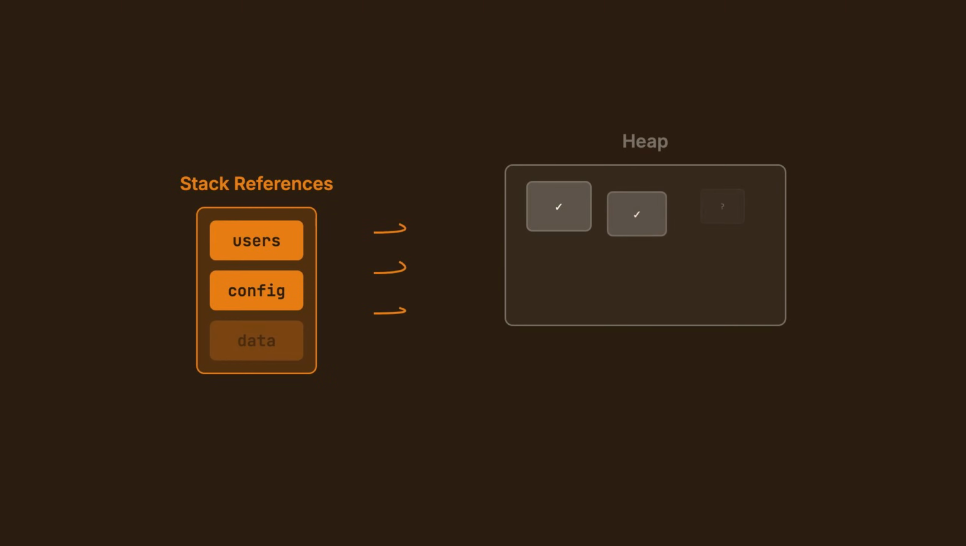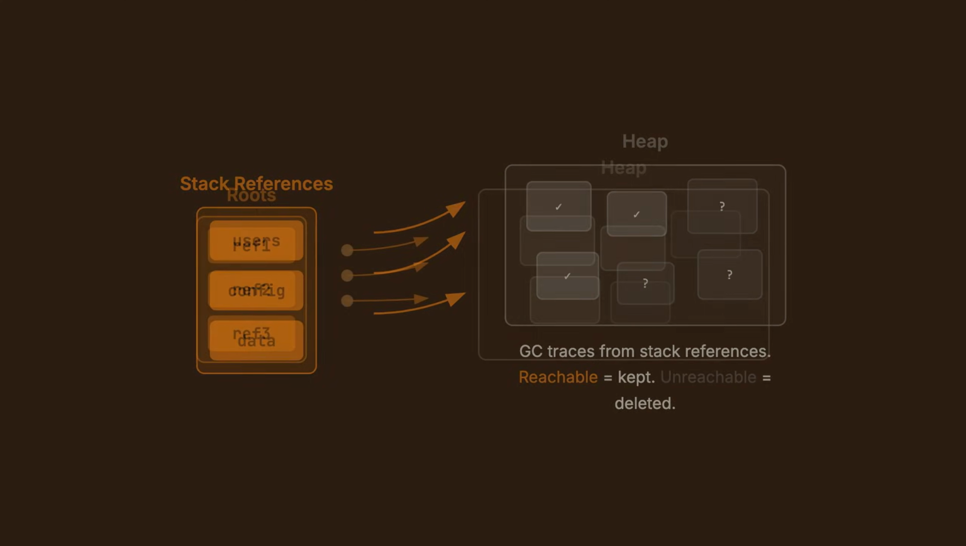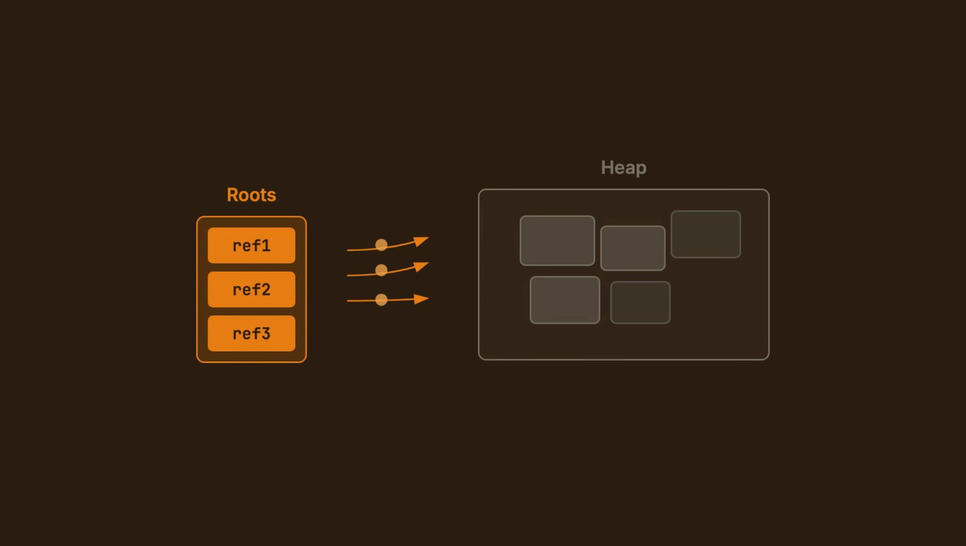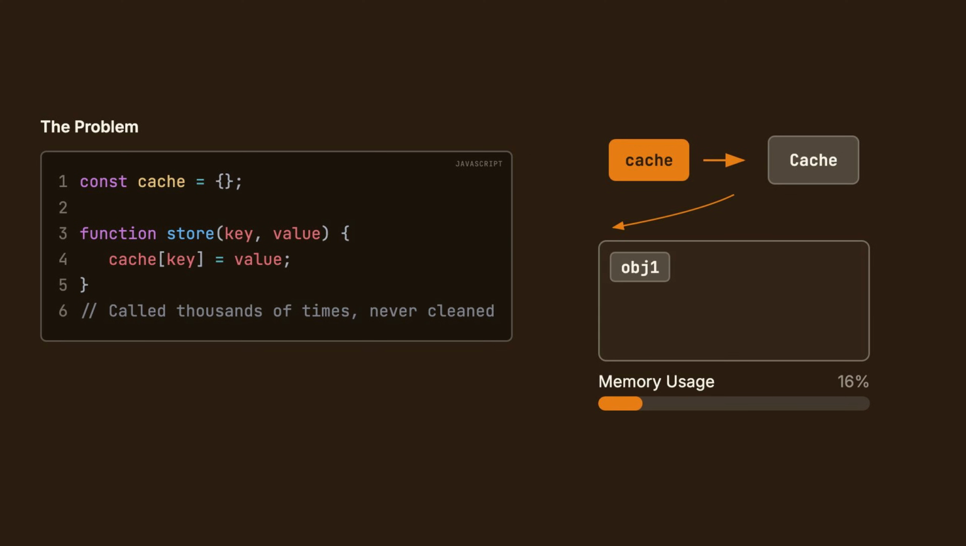Garbage-collected languages can absolutely leak memory. Here's how. The collector starts from your stack references and traces every reference chain. Anything reachable is kept. Anything unreachable is deleted. The collector traces from the roots. Reachable objects survive. Unreachable objects are collected. Automatic. But what if you keep references to objects you no longer need?